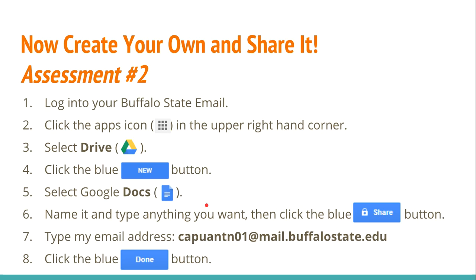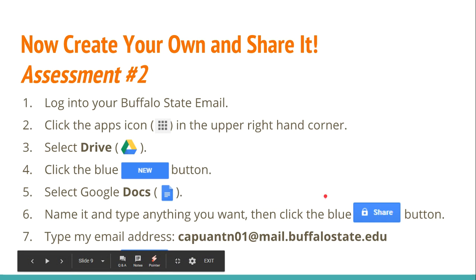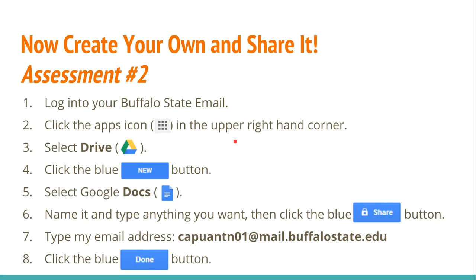You're going to actually share it with me. So you're going to just name it whatever you want. And after you do that, and you just type something in there, you're going to click the blue share button, and that's in the upper right-hand corner. And then once that opens, it's going to give you some options on how to share. For this case, all you're going to do is share specifically with me, and go ahead and enter my email address into the box that pops up. It's kappa1tn001@mail.buffalostate.edu. And then you're going to click the blue done button, and that's it.